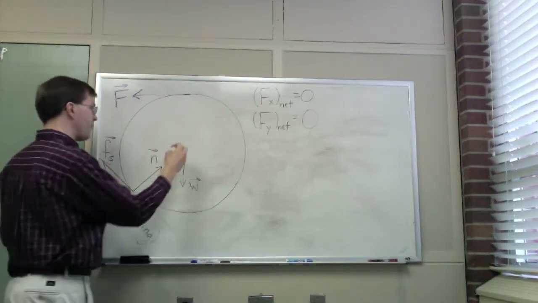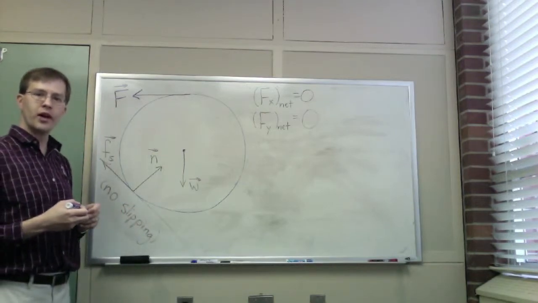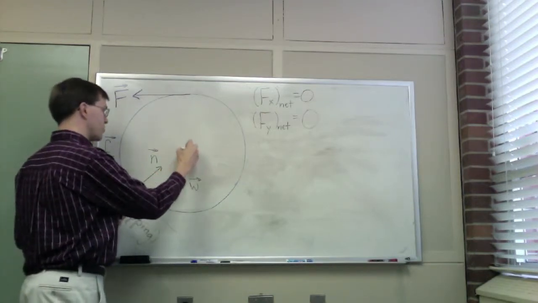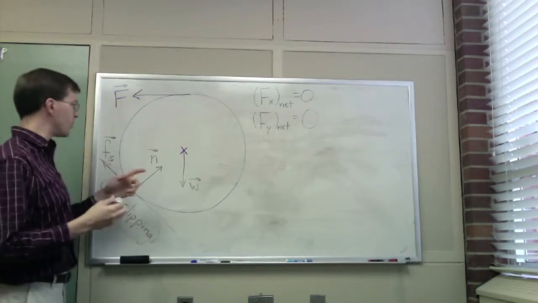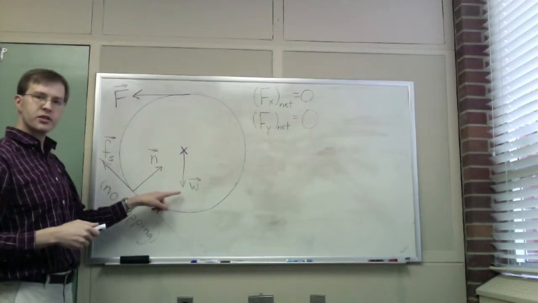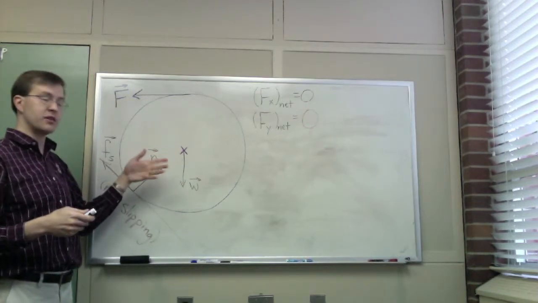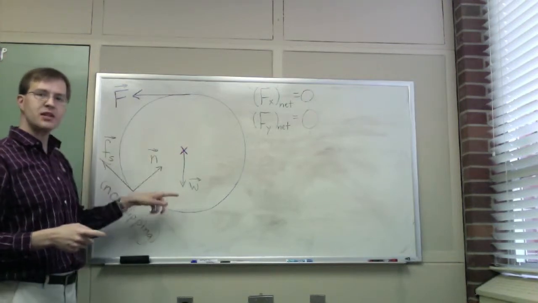One of them, an obvious choice for a pivot point, would be the center of the wheel. I could choose that to be my pivot point. And what would be the advantage there? Well, I would know, for example, that the weight force acts at the center of mass, the center of gravity of the wheel, and so that weight force acting at the center means it will give no torque.